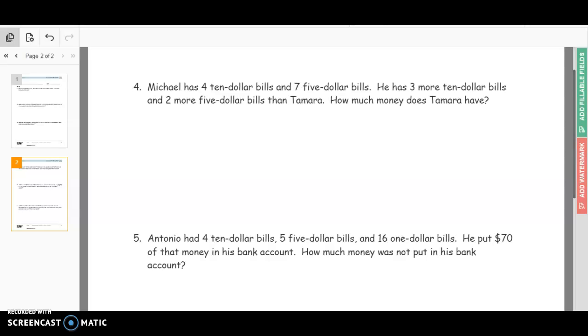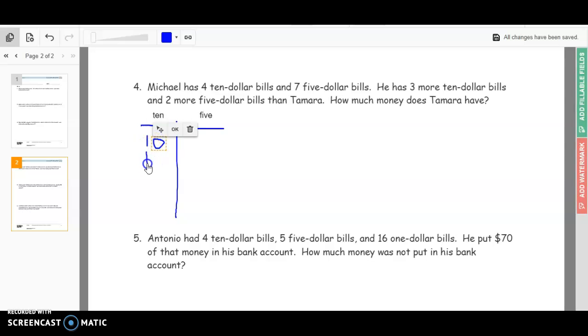So let's go ahead and work this problem sentence by sentence. So we're going to look at the first sentence. Michael has 4 $10 bills and 7 $5 bills. I already know that I'm talking about two people, so we're going to make Michael blue. And we're going to put his money into the columns. So we have our 10 here and our 5 here. It says he has 4 $10 bills, and I know that each bill is worth $10, so I'm going to put 4 10s here. 1, 2, 3, 4.